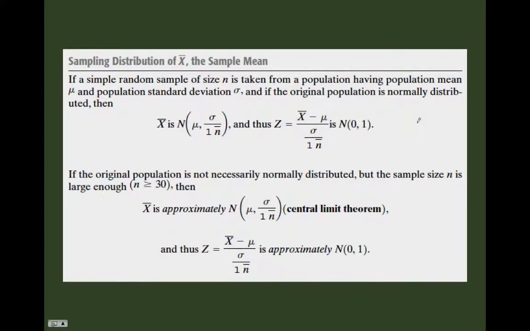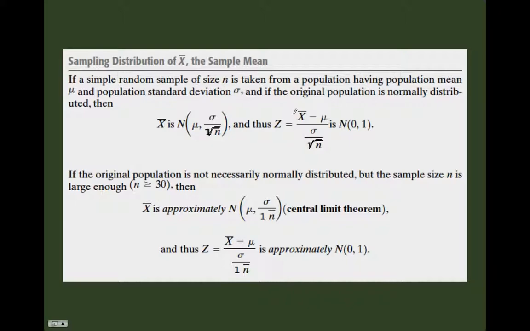If the original population is normally distributed, then the sample mean is normally distributed with a population mean mu and a standard deviation that's been adjusted by dividing the population standard deviation sigma by the square root of n. And this symbol should be a square root. There are a couple of little anomalies in my PowerPoint because the PDF file I'm using to screen capture these images was messed up, and I don't know why.